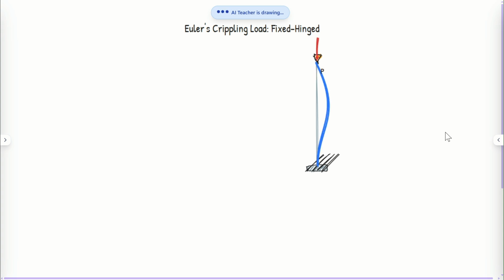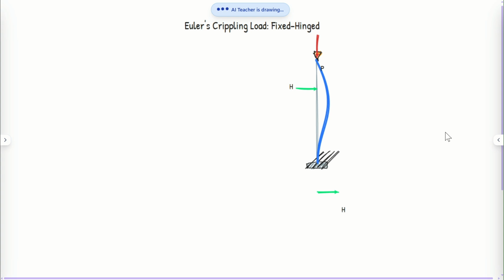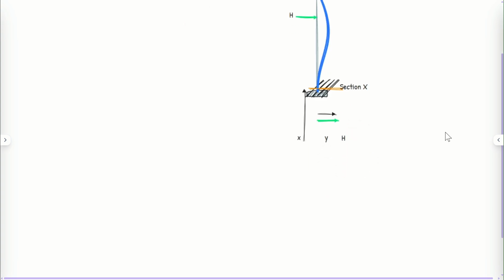When an axial compressive load P reaches the critical buckling limit, the column deflects sideways. Because the fixed base resists rotation, horizontal reaction forces H develop at both supports to maintain equilibrium. To analyze the internal forces, we take a cross-section at a distance x from the fixed base.